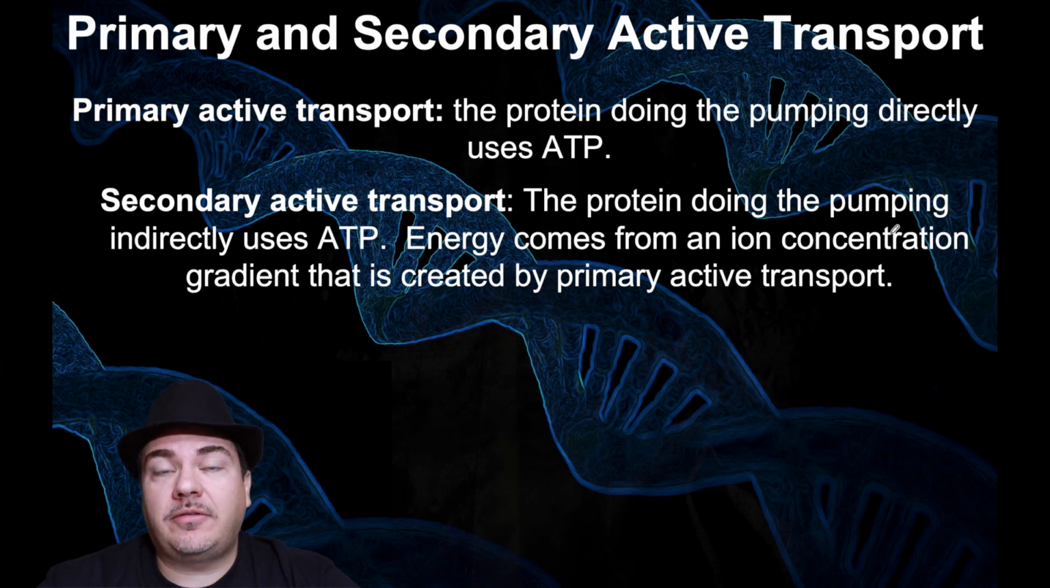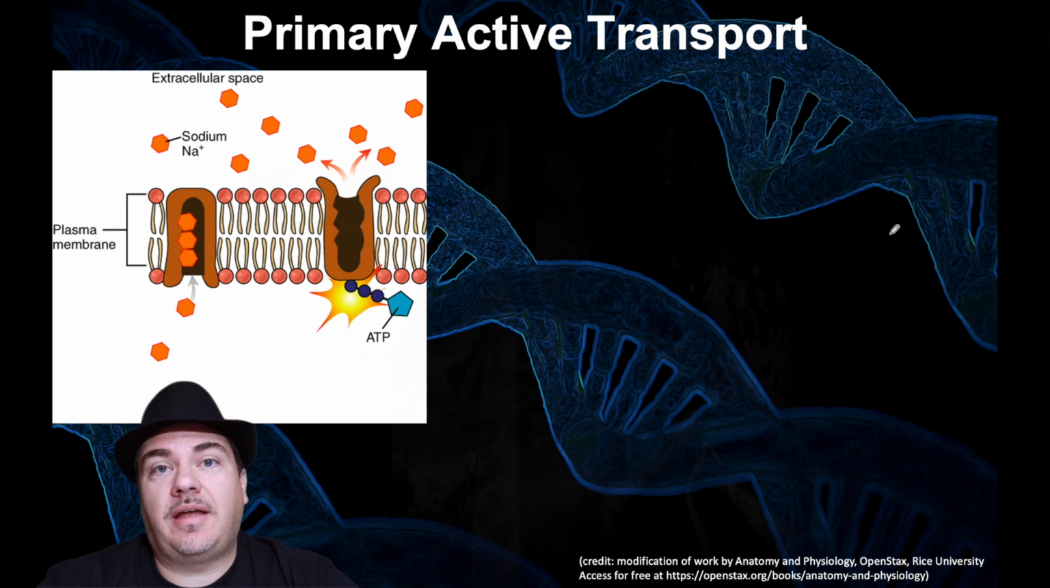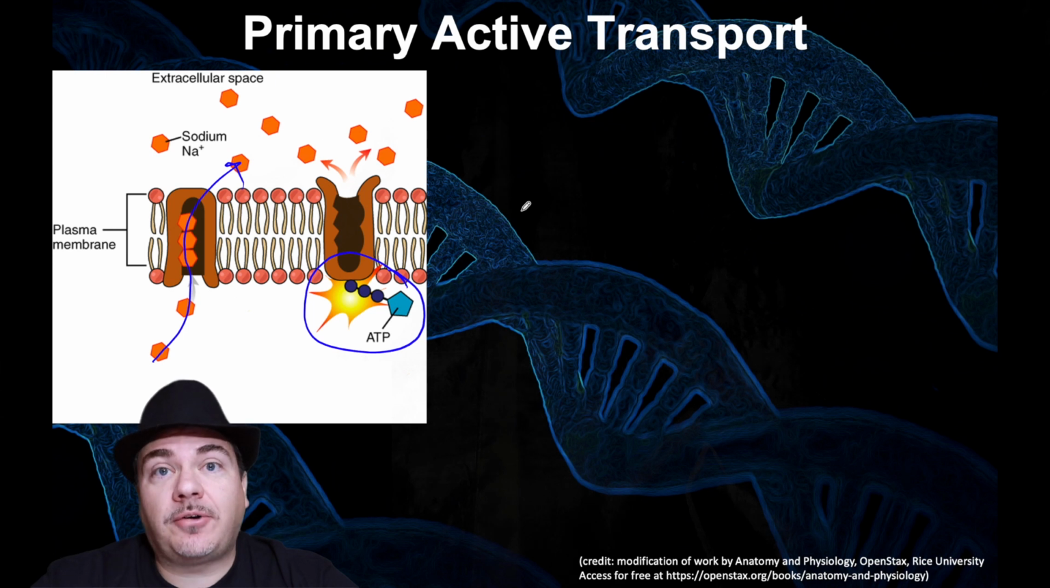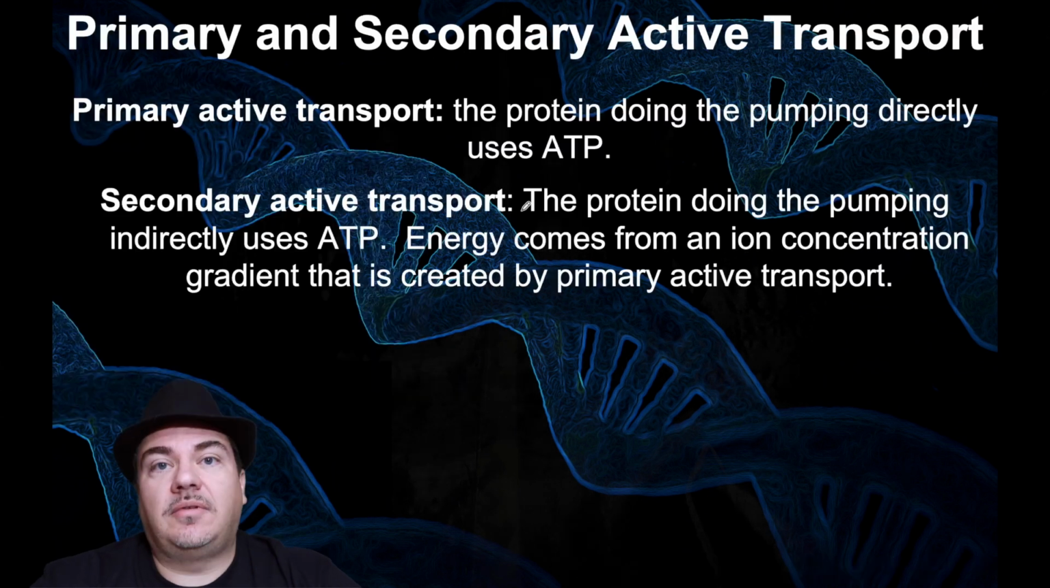In primary active transport, the protein doing the pumping is the protein that's directly using ATP. So, for example, in that sodium-potassium pump, this protein that is pumping sodium ions is the same protein that's directly using ATP. That's primary active transport. Now, secondary active transport, the protein doing the pumping is indirectly using ATP. It doesn't directly use ATP.